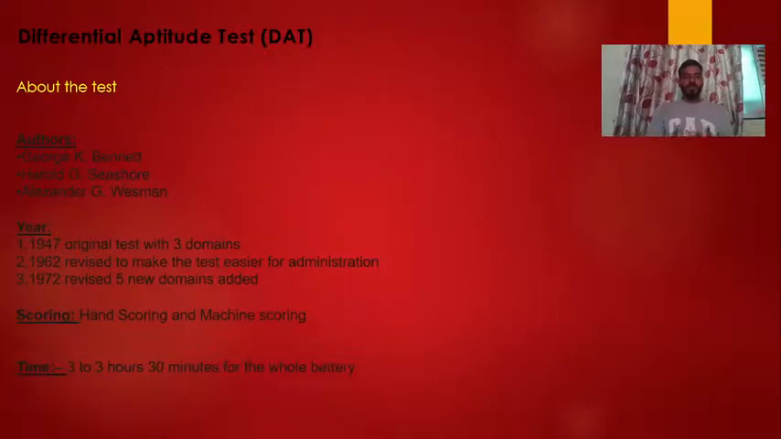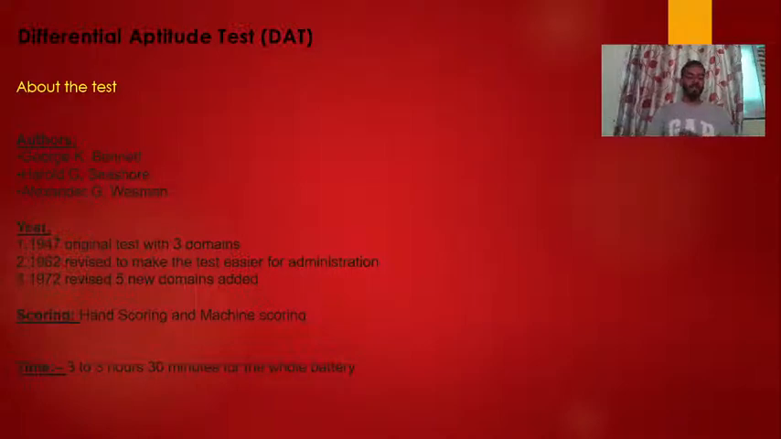About the test, the authors are already mentioned, and the years of revision are: 1947, when the original test was developed and three domains were present in the test; 1962, revised to make the test easier for administration; and 1972, revised when five new domains were added. Scoring: hand scoring and machine scoring were done, as the computerized version of the test was developed later.